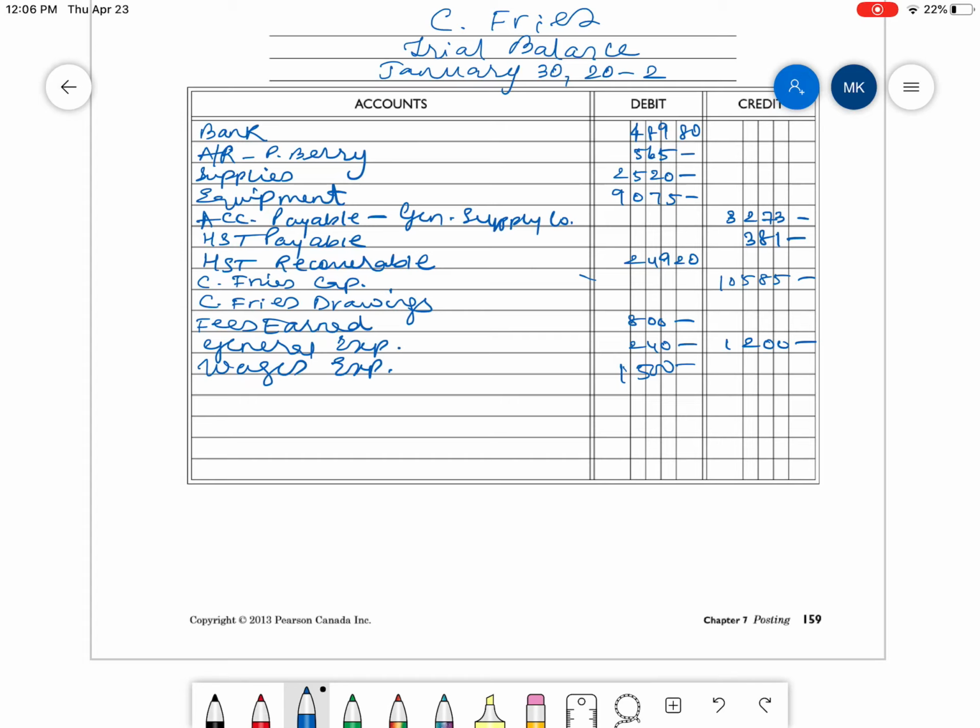Now we write down the total. Just double check, the totals should be the same. So it is 15439 and 15439. That's it. So now the balances are the same. That means the journal entry is correct, the ledger posting is right, and the balances are calculated right.